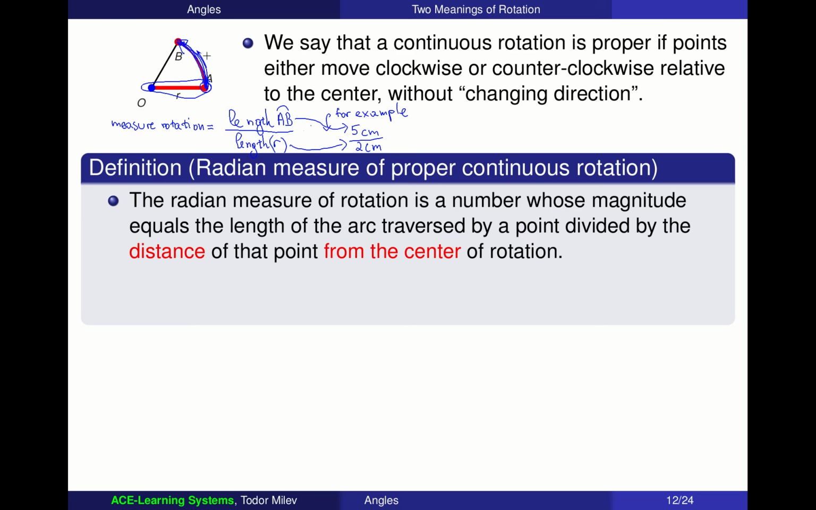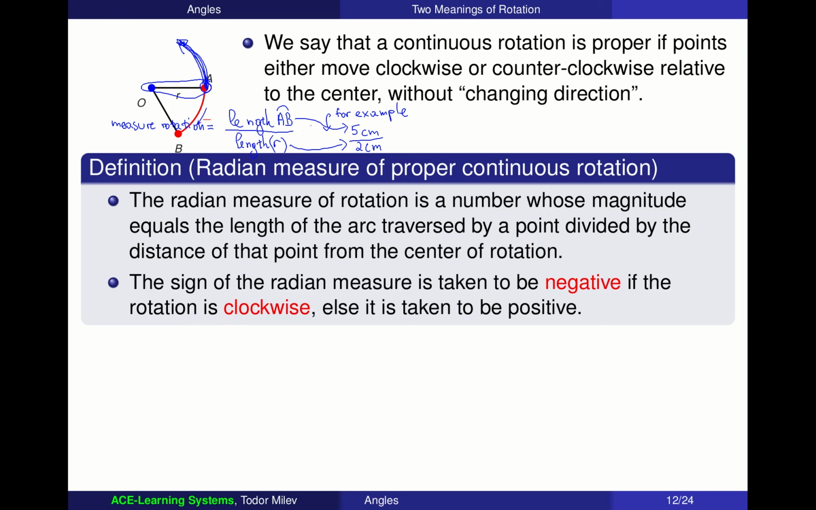What's its sign given by? The sign of the radian measure is taken to be negative if the rotation is clockwise, and if the rotation is counterclockwise, the magnitude of rotation is given a positive sign. So this would be a positive rotation, and if we're rotating in this direction, that would be taken with a negative sign.